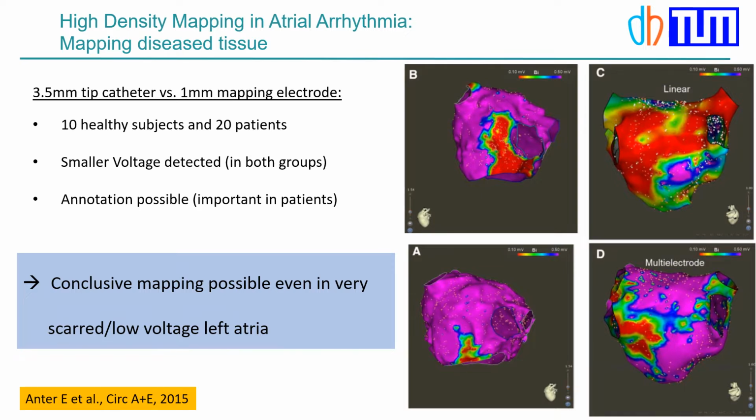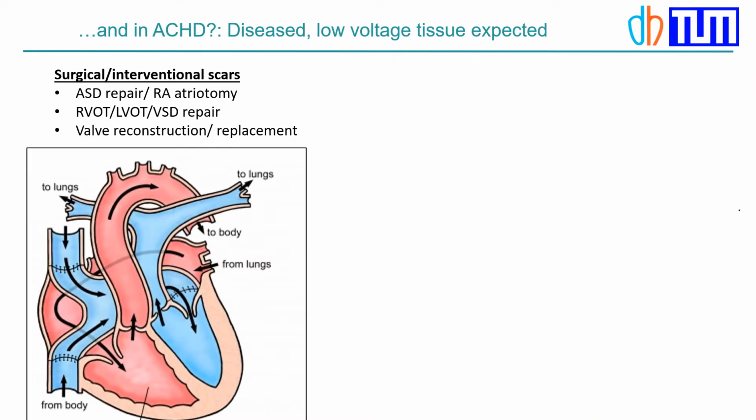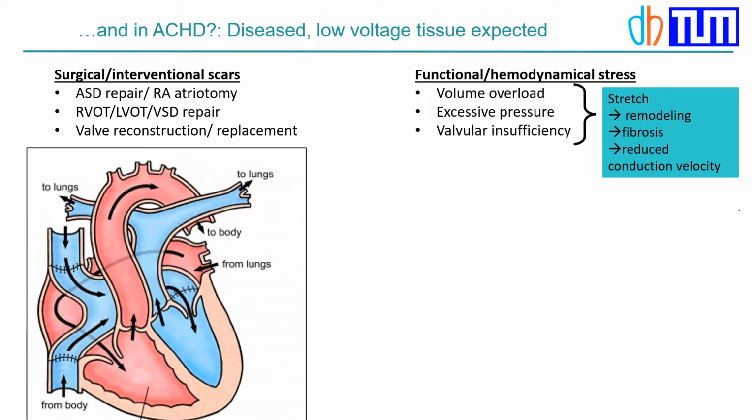So why is this important in ACHD patients? Well, we expect diseased and low voltage tissue here, for one reason because of surgical interventions, like here in a Mustard patient, where you have anatomical scars and atriotomies, but we can expect also functional or hemodynamically induced low voltage by volume overload of the atria, by excessive pressure and valvular insufficiency.